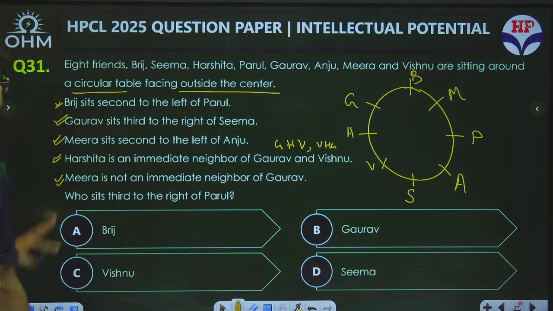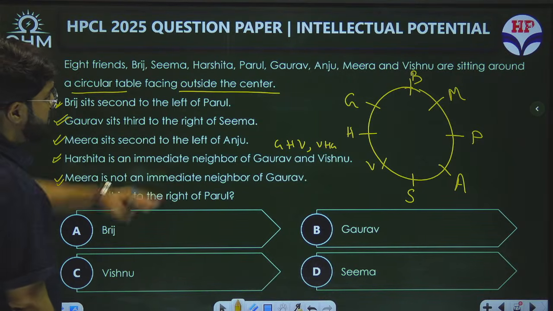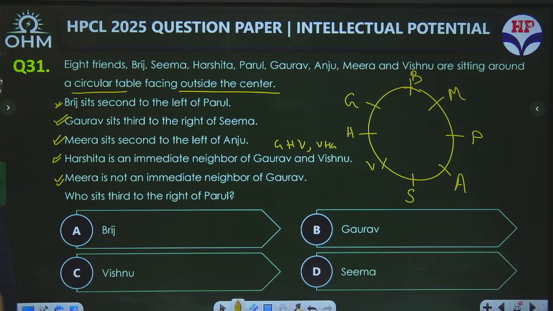Correct. Gaurav is immediate third to the right of Seema. Right side Gaurav. Correct. Meera sits second to the left of Anju. Anju, left 1, 2. Correct. Harshita is an immediate neighbor of Gaurav and Vishnu. Correct. Meera is not an immediate neighbor of Gaurav. Correct. So everything is satisfied here.